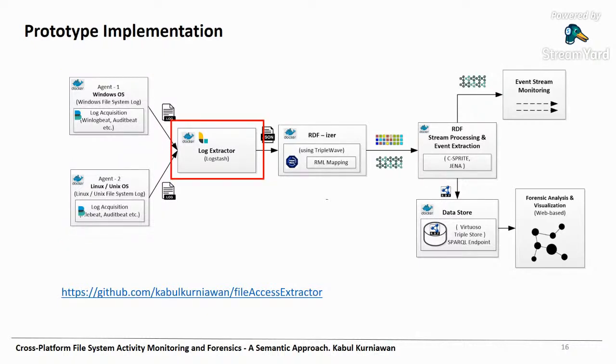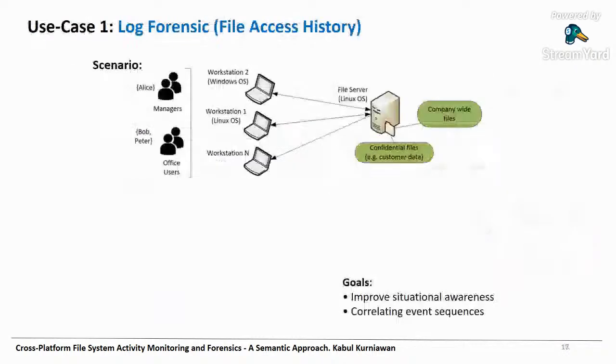We use Logstash to extract the raw log data into structured log data as JSONs and ship them into an RDF mapping component. We use TripleWave to map the extracted log stream into an RDF graph in a streaming fashion, and we also use the C-SPARQL RDF stream engine and Jena to process and continuously query the RDF stream to extract the high-level events. And we use a Virtuoso triple store to store RDF data for further log analysis, and we also develop a visualization for that.